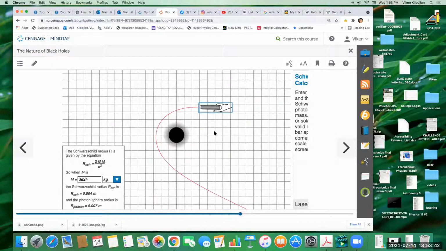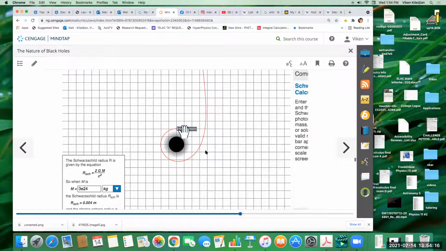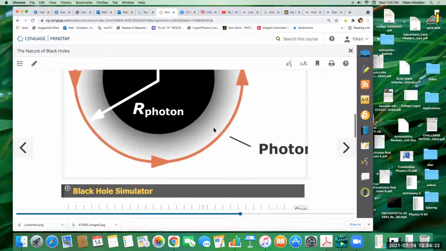Okay, look, think about it this way. If this is the Schwarzschild radius, yeah, that photon radius should be around there. Okay, if the gray one is the Schwarzschild radius, right, that's this one.